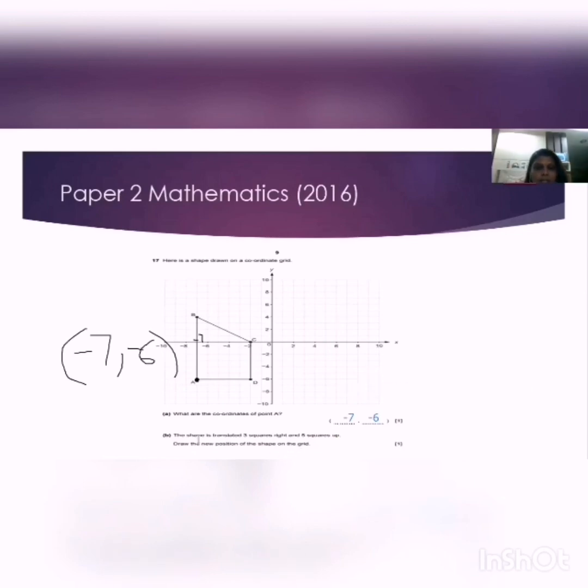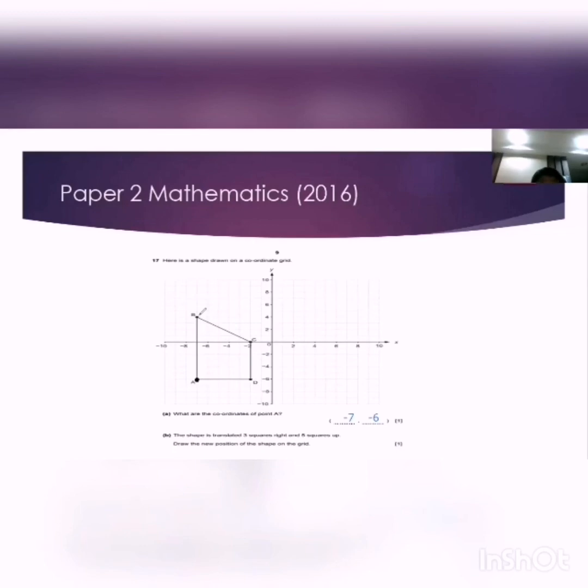Now let's look at B here. The shape is translated 3 squares right and 5 squares up. Draw the new position of the shape on the grid. If you have a look, you pay attention to a point here. Any point will do. Now I'm going to pick this point here, which is point B.